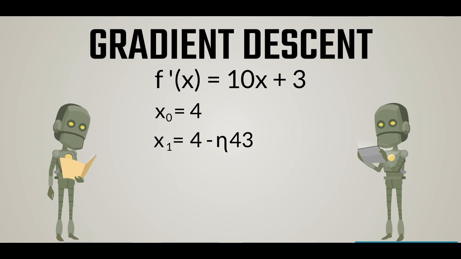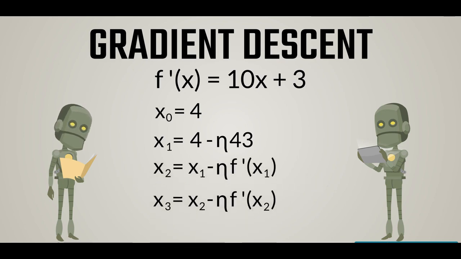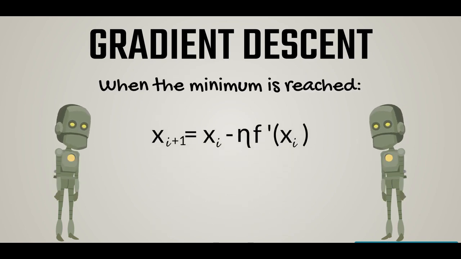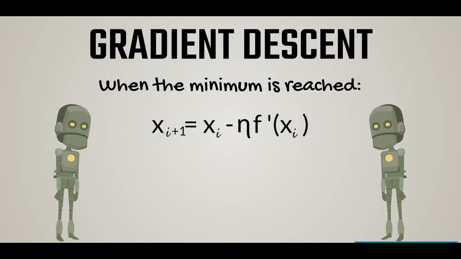Using the update rule, we can find x2, x3, and so on. After conducting the update operation long enough, the values will eventually stop updating. That is the point at which we know we have reached the minimum of the function. This is because the first derivative of the function is 0 when we have reached the minimum.